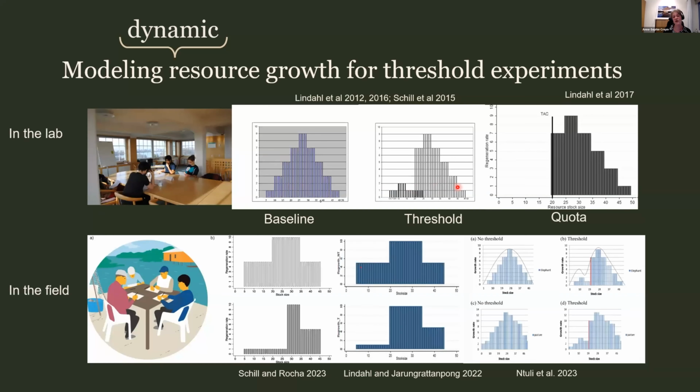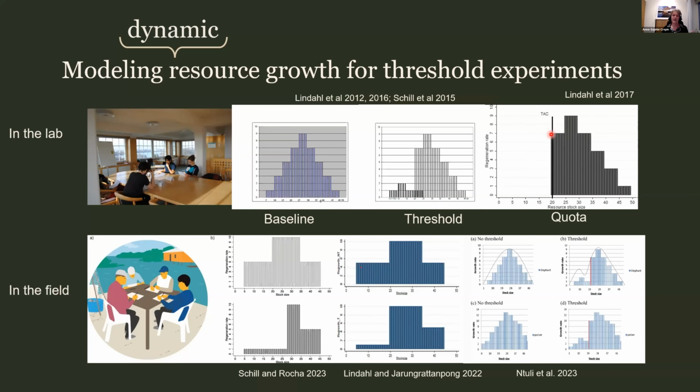These figures show the different types of resource growth that we show to our participants. Here you have the amount of resource and how much it grows until the next period. We have done experiments in the lab and in the field. We have tested resource exploitation without a threshold, with a threshold, but also, instead of a threshold, with a quota that would be placed at the same place as the threshold.